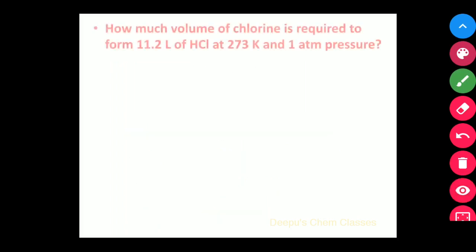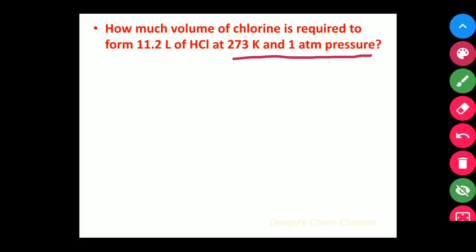Then let us see one more problem. How much volume of chlorine is required to form 11.2 liters of HCl at 273 Kelvin and 1 atmosphere pressure? This is actually standard temperature and pressure. So the question is, how much volume of chlorine is required to produce 11.2 liters of HCl?